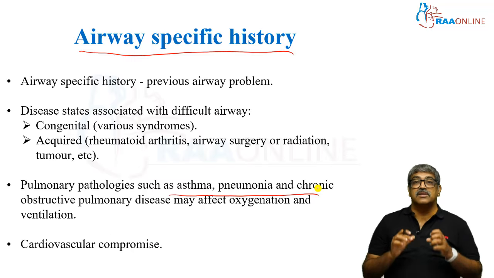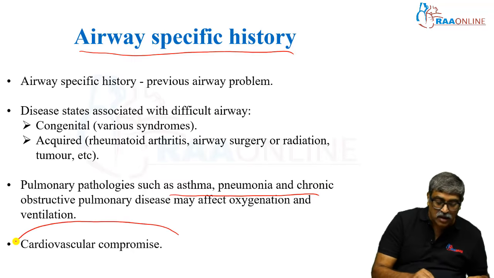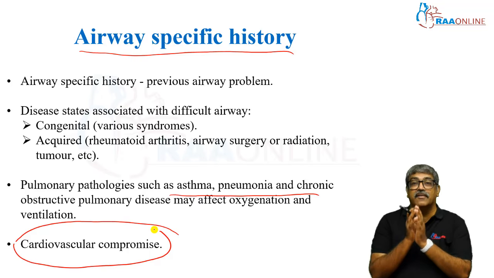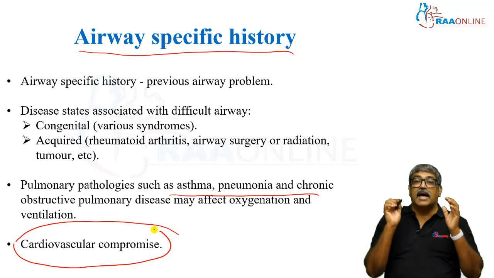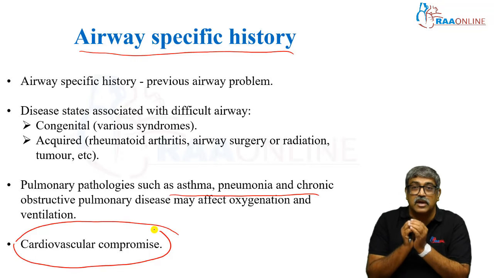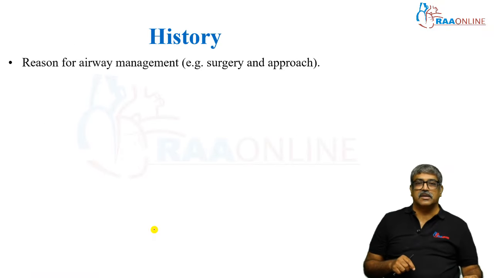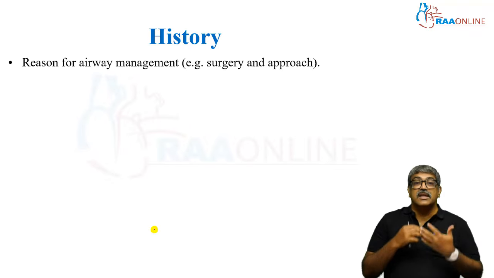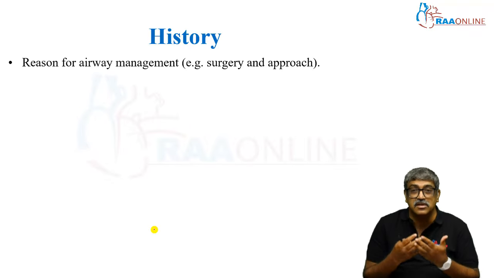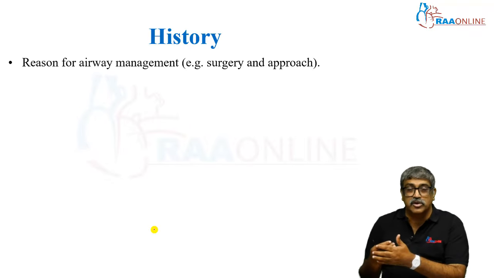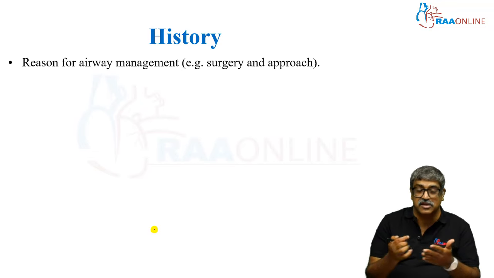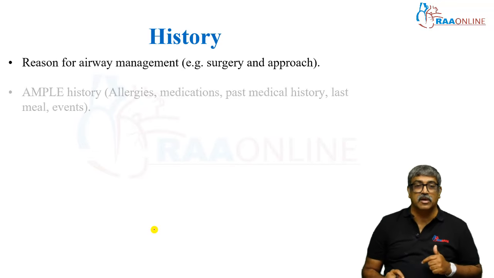Another important history which you should ask is the patient's cardiovascular status. If the cardiovascular status is compromised, the airway securing should be done as soon as possible. Otherwise, it can lead to a lot of hemodynamic disturbances. And you should ask for the reason for airway management, what surgery is coming, what approach you are going to use and what type of anesthesia you are going to use for that particular surgery.